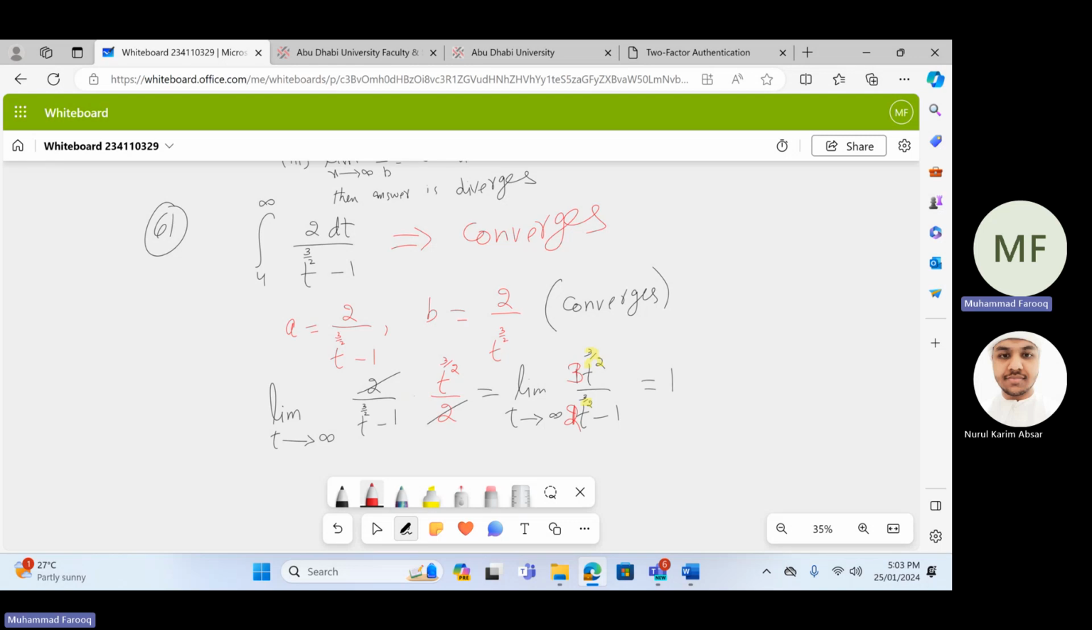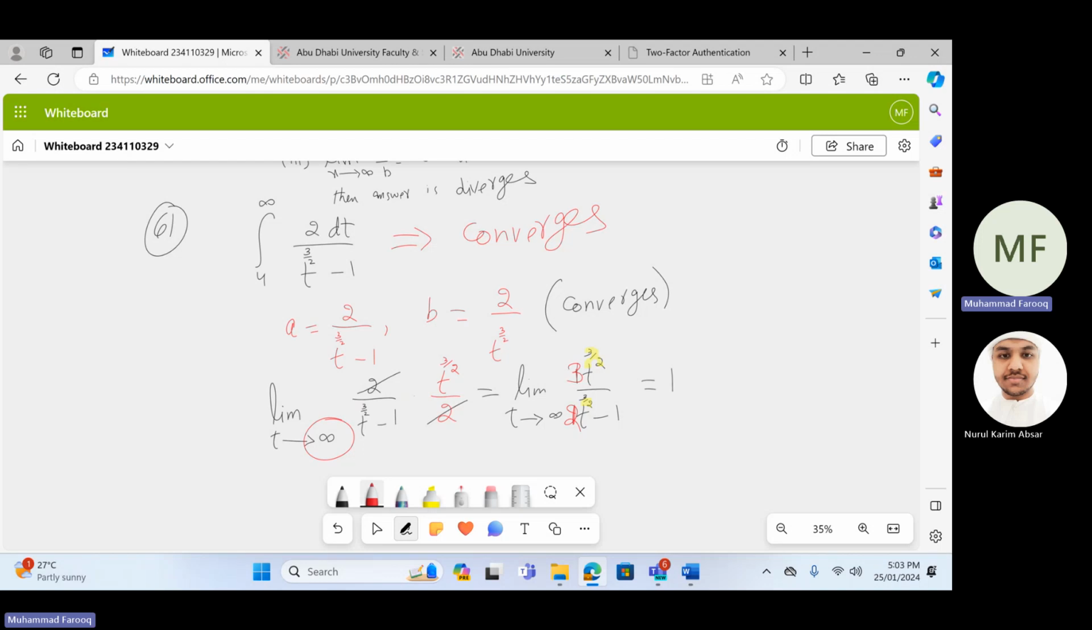If the up degree is more than the down degree, the answer is positive or negative infinity. In this case, when up is more than down, it diverges, because the answer is infinity. So it diverges, okay? Anyway, if it's not the same, we have to perform the calculation. Here it is always infinity by rule. Use the shortcut.